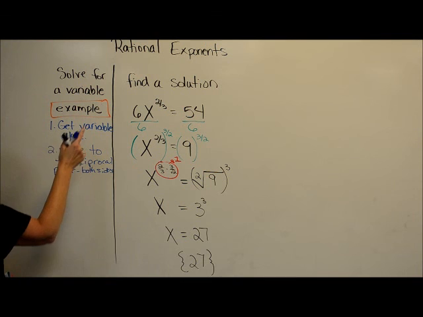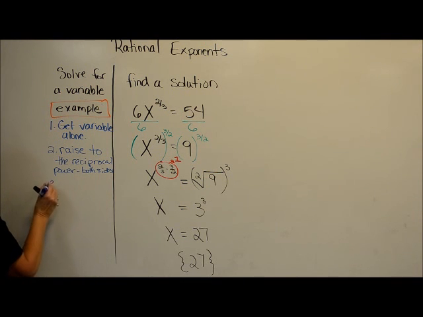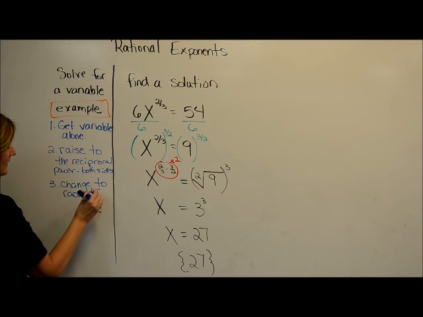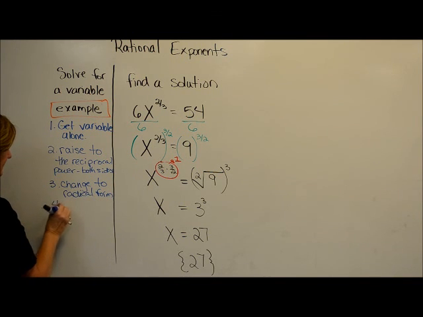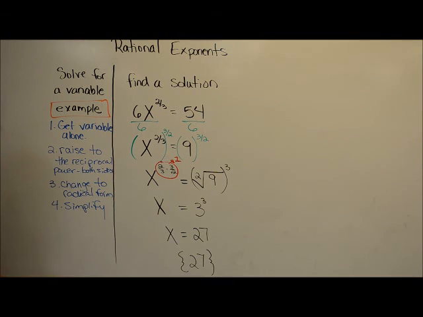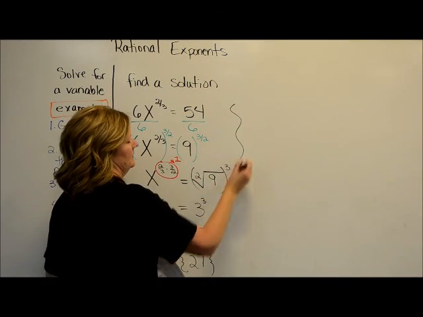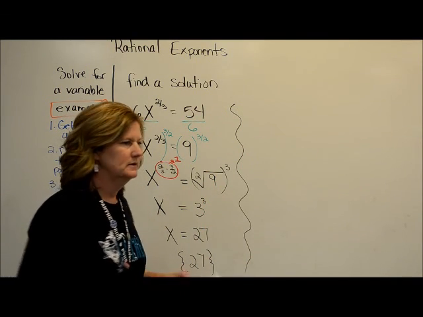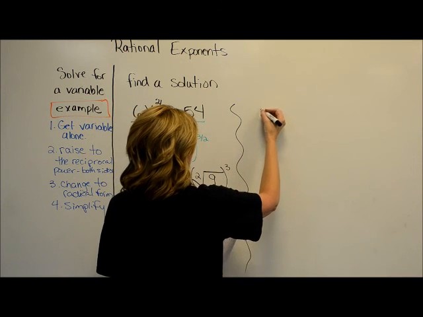Okay. Let's write down the rest of my steps. Get variable alone, raise to the reciprocal power, both sides. Number 3, change to radical form. And 4, simplify. Okay, so that is what you have. There are your rules. Let's look at one with a negative exponent, and I'll show you that it's not that scary either.